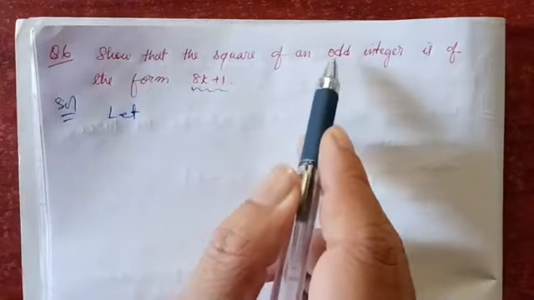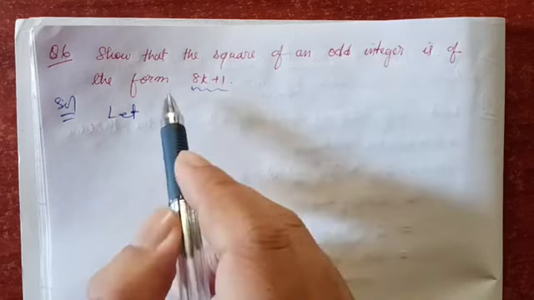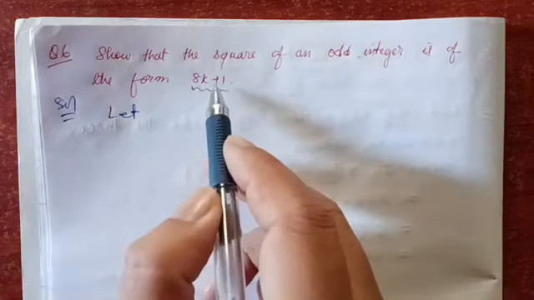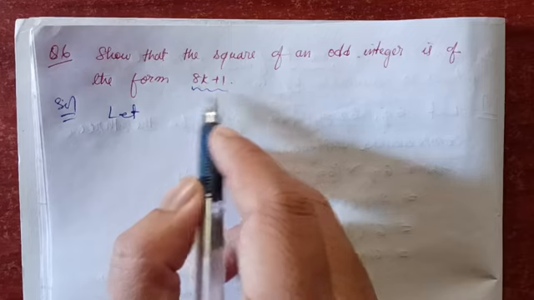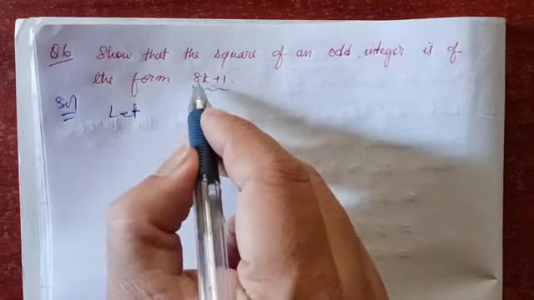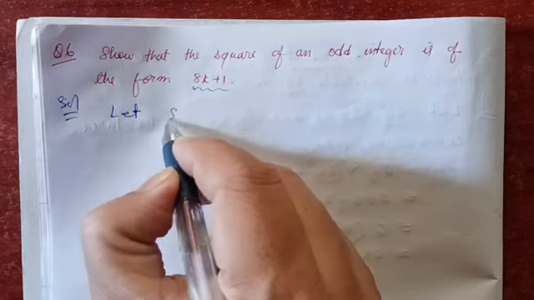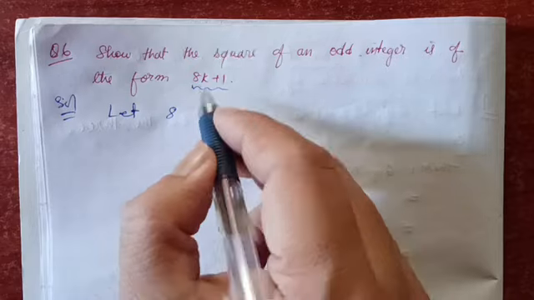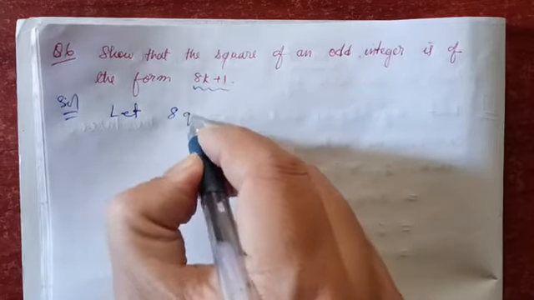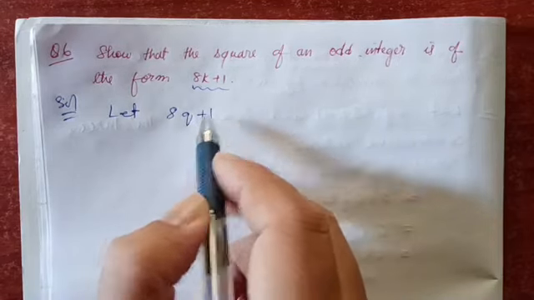So that the square of an odd integer is of the form 8k plus 1. We are going to show that the odd integer is in this form. Okay, so the question already gives 8k plus 1, so since they use the value 8, we will be using the value 8. All right, so instead of k, you replace with q. Let it be 8q plus 1.